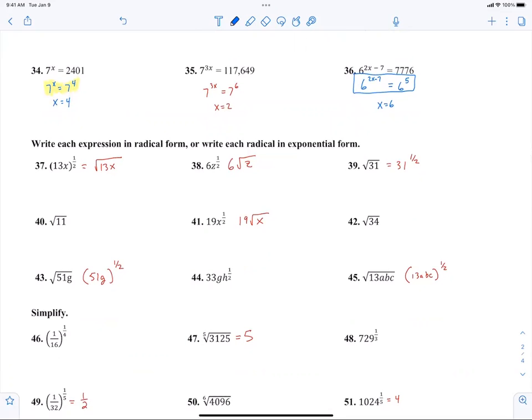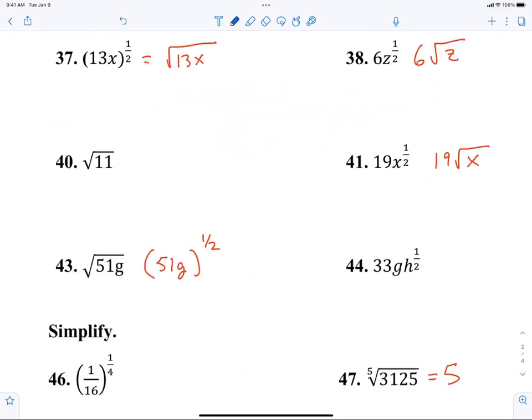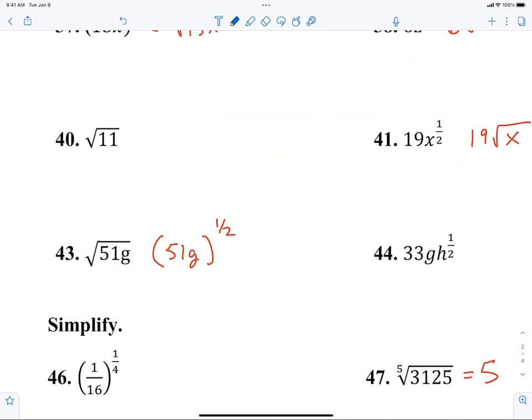All right, so let's see who was paying attention. Court, what's 40? Writing as an exponential.